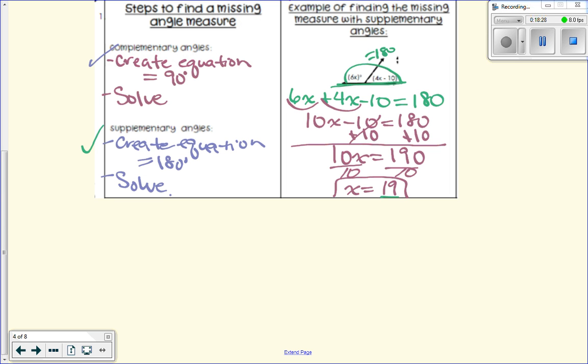What can I do to find each angle measure? What can I do? Good. Substitute our x value, which is 19. 6 times 19 is? Say that again? 114. Good. 114 degrees. Okay, and for this angle, 4 times 19 minus 10, 66 degrees. To check, 66 plus 114 should give me 180. Good. All right.